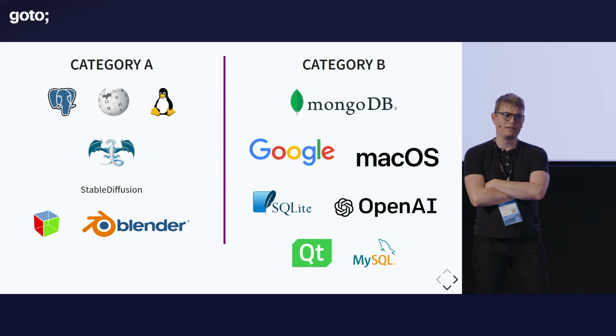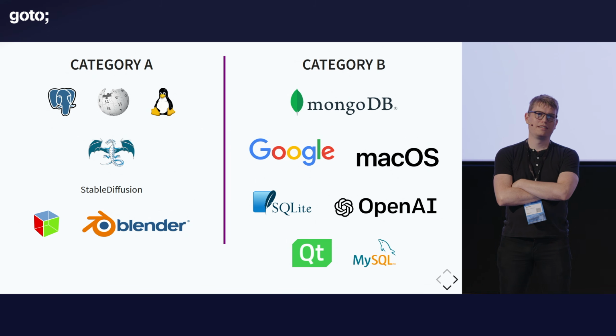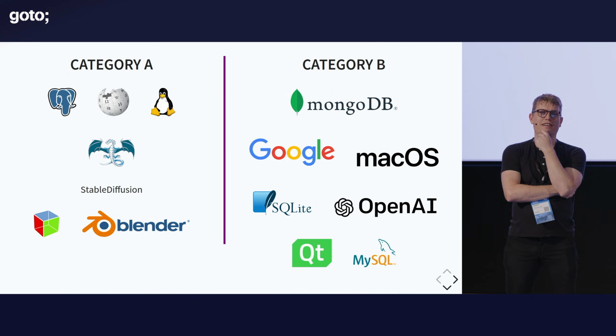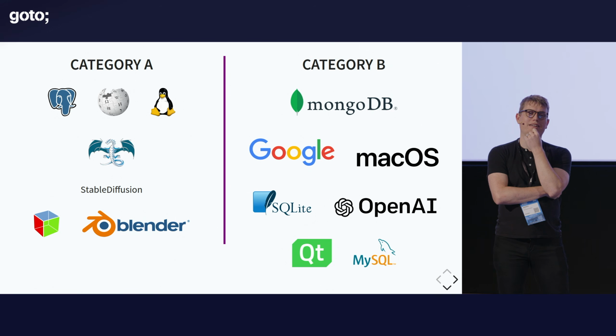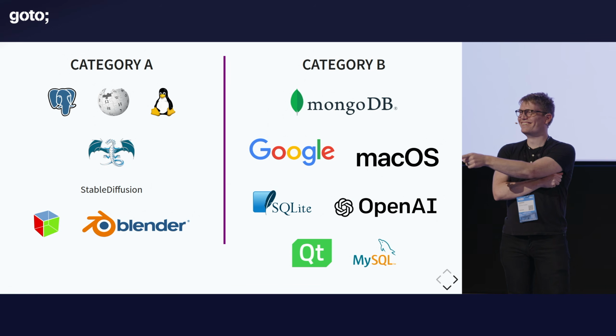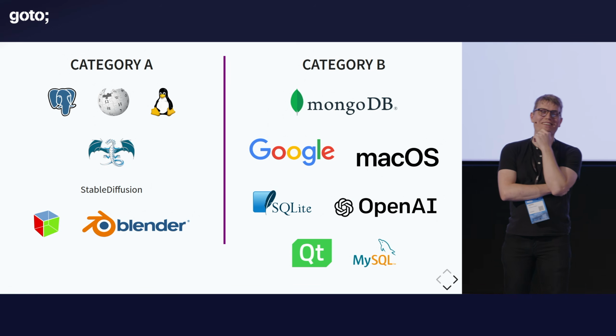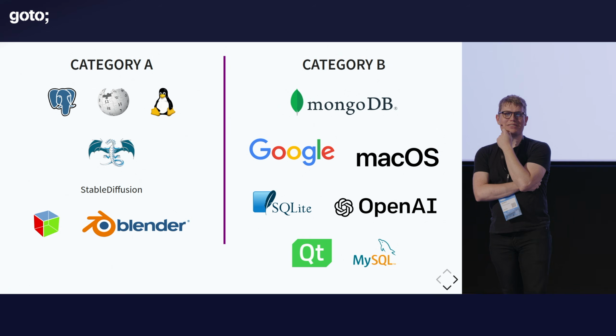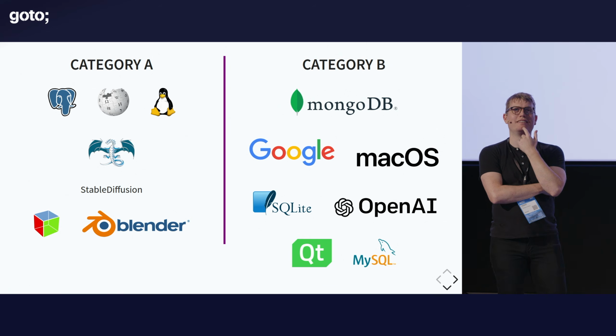What does the elephant represent? Yes, Postgres. Everyone knows Wikipedia. What about the penguin? Yeah. What about the dragon? Yeah. Okay, what about the red, blue, green box? Yeah, GTK. Who got that? Nice. That one was the hard one. Okay, does anyone have any guesses on what the categories are?